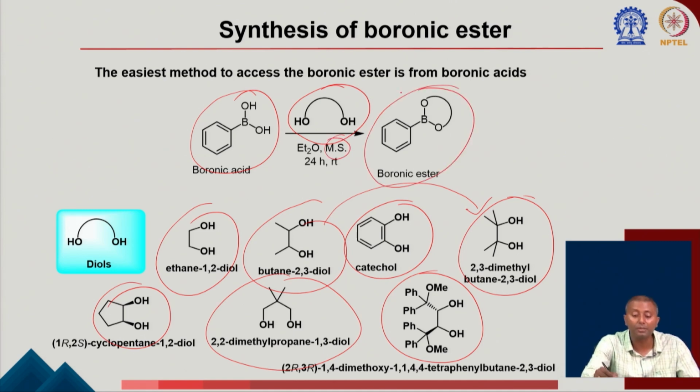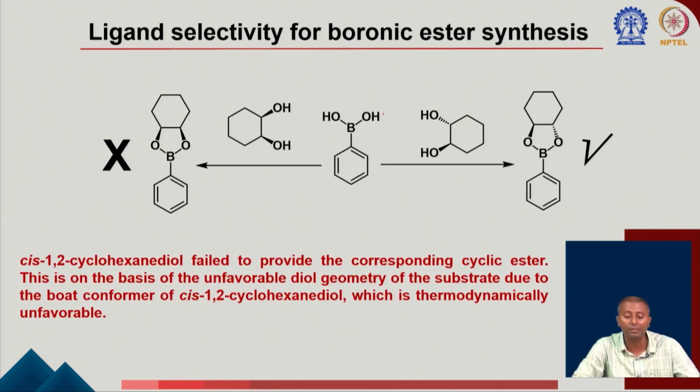But the question comes: depending on this diol, your stability will vary. Why are we talking about stability? Because if you are forming a boronic ester, you might want to do some other transformations on that compound. At that time, if your boronic ester is unstable, then you cannot do multiple transformations using this organoboron compound. That's why we are quickly going to learn about their structure and stability.